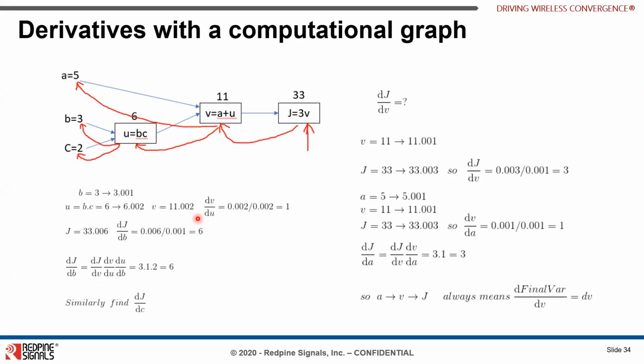Okay, I'll come one by one to your questions. You mean to say how you got this? See, if you see this computational graph, every formula is like this: j is equal to 3 into v, and what is v? v is a plus u. And what is u? u is equal to b into c. So here, how are you getting dv by du? dv by du means what is the change in v if you change u, right? What is the change in v if you change u? Is this clear to you?